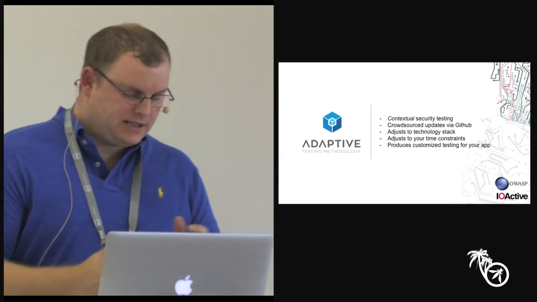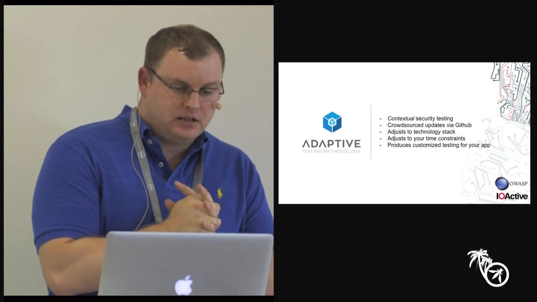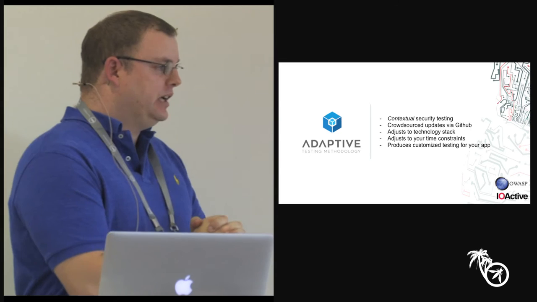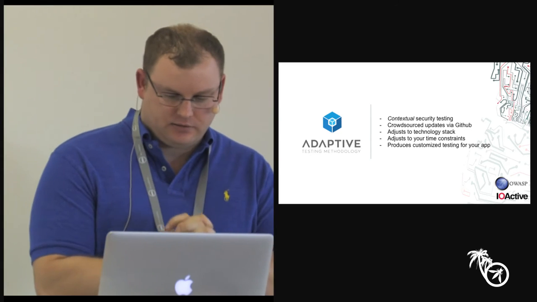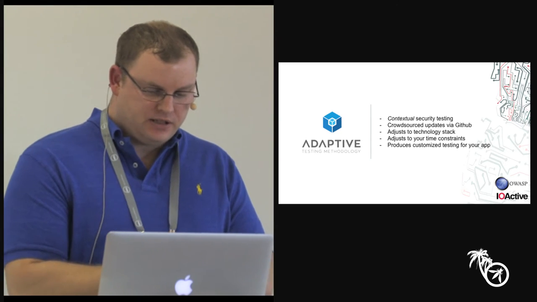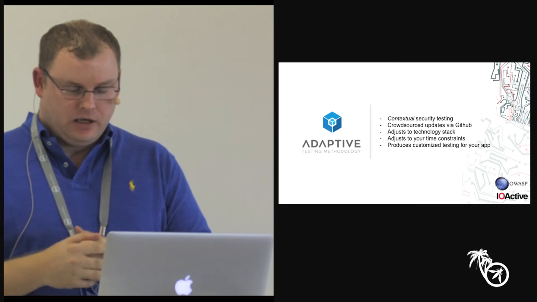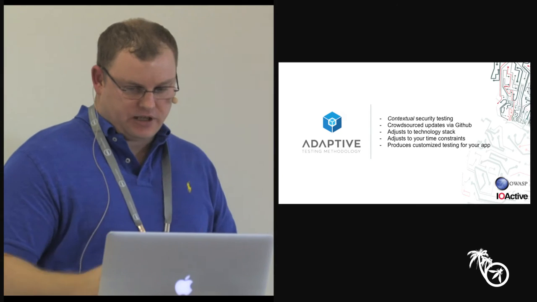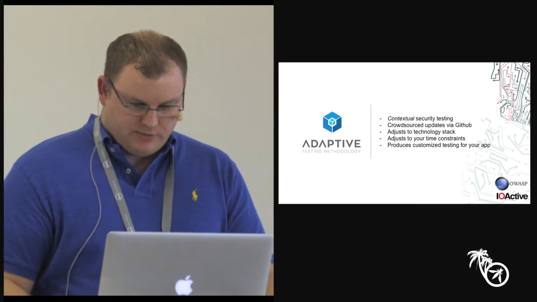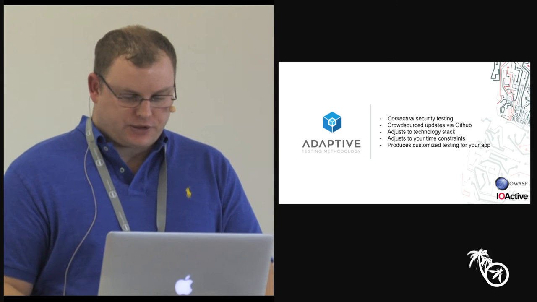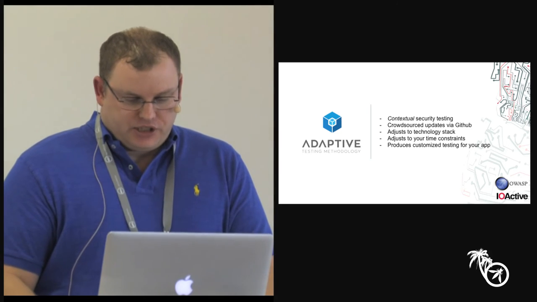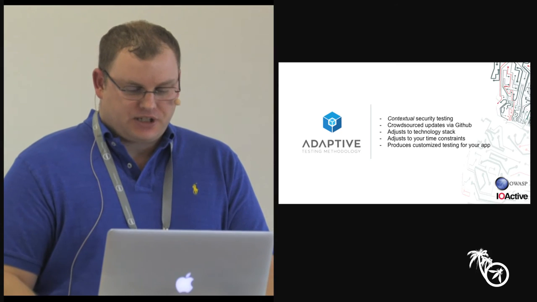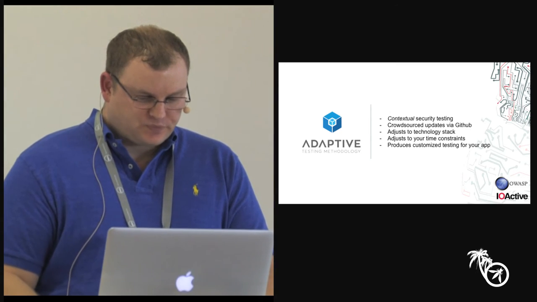All right, so that's the idea. Contextual security testing, crowdsourced updates via GitHub. That's really the key that I'm excited about, is having people cooperate and bring this stuff together in one place, which doesn't have to be here. There'll be many forks, right? Adjust your time constraints, produces customized testing for the app.